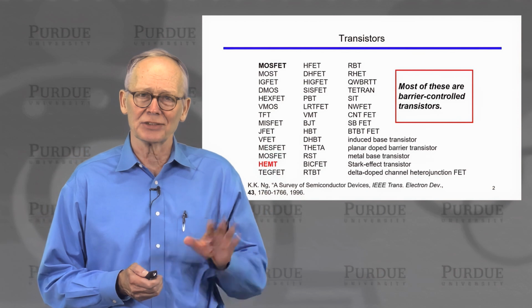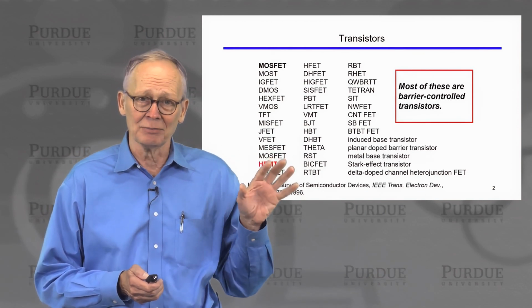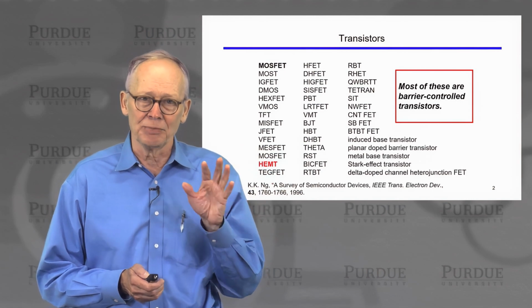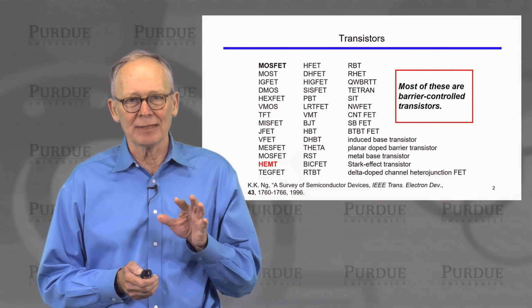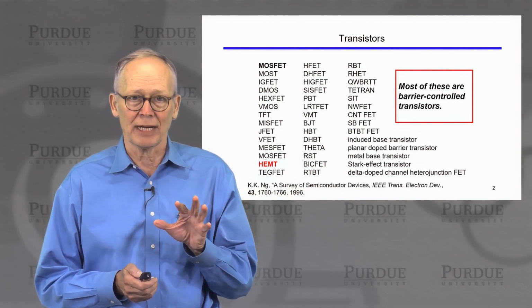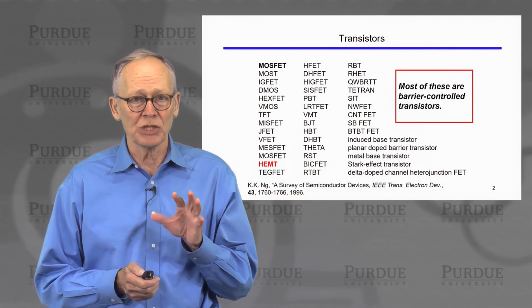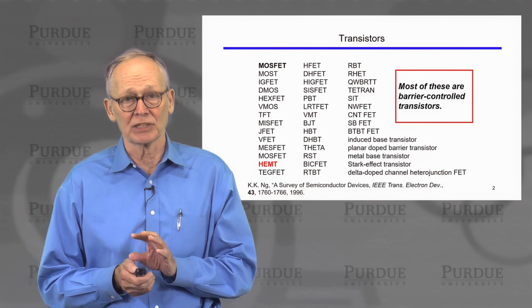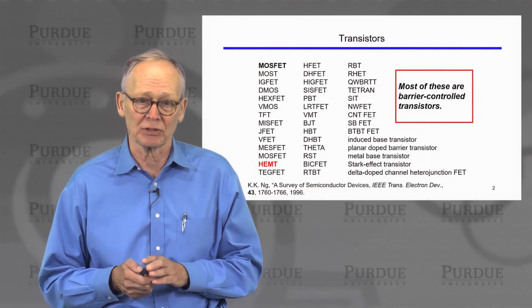Almost all of these transistors, it turns out, are barrier-controlled transistors. Not all of them, but almost all of them. That means they operate on the same essential physical principles that a MOSFET operates on. The HEMT is a barrier-controlled device, so we should be able to understand the operation of the HEMT in the same kind of conceptual framework that we've used for silicon MOSFETs.